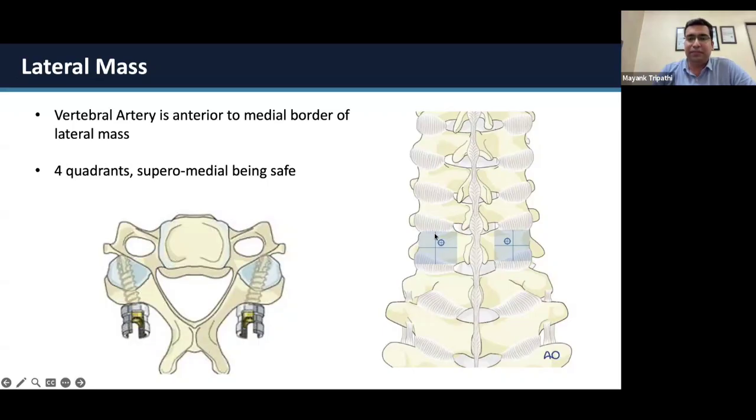For putting the screws, the lateral mass is divided into four quadrants, and the safest entry point is the superomedial one, which is classically Magerl's technique. Other techniques like Roy-Camille have also been described, but the safest entry and trajectory for the lateral mass is Magerl's technique.